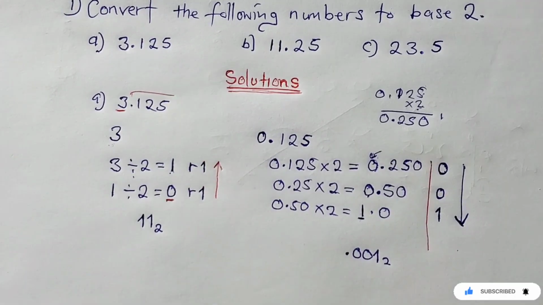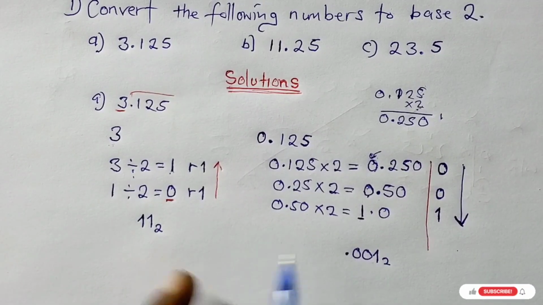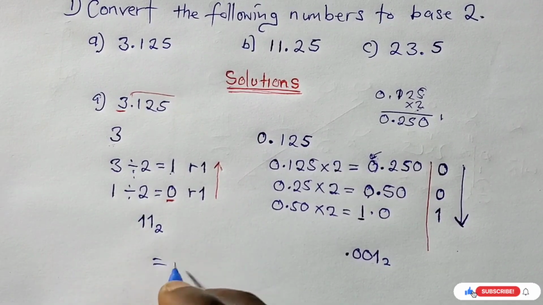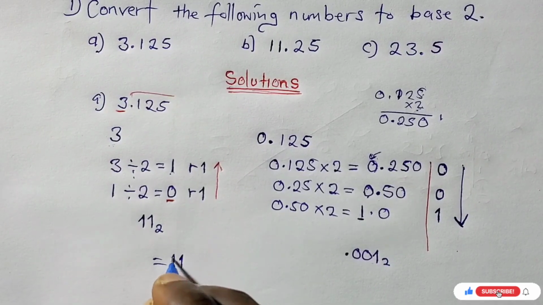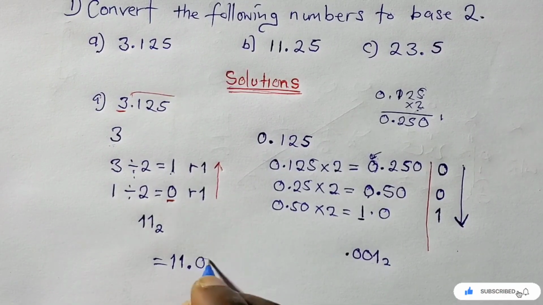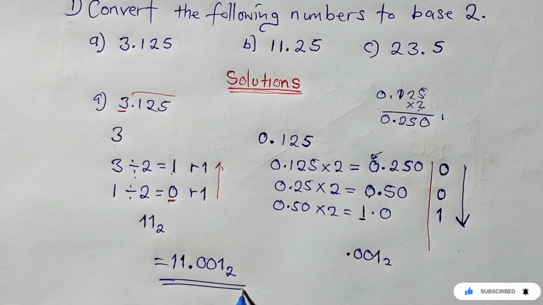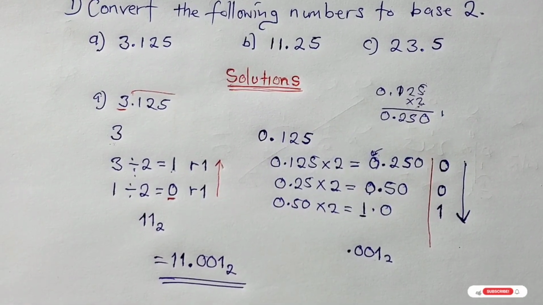So the final answer, just combine the two. The final answer, therefore, will be 11.001 base 2. And this is the answer.